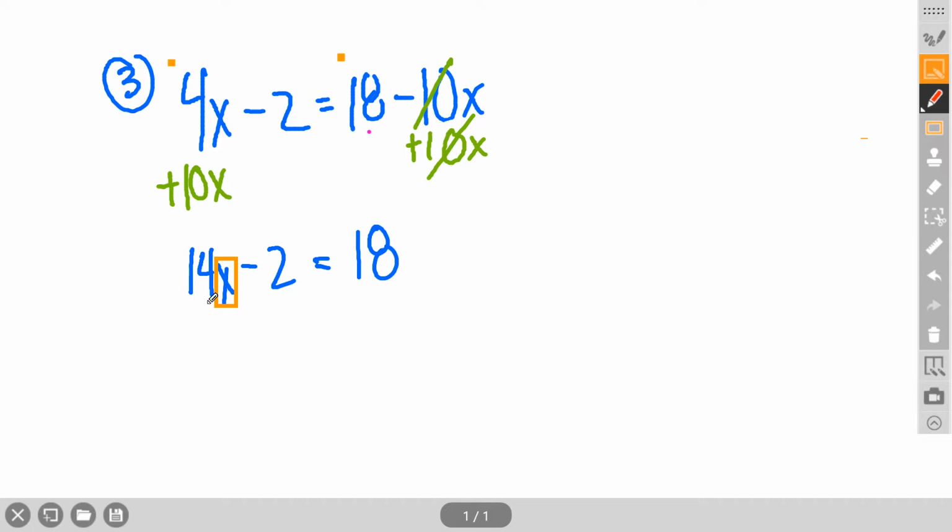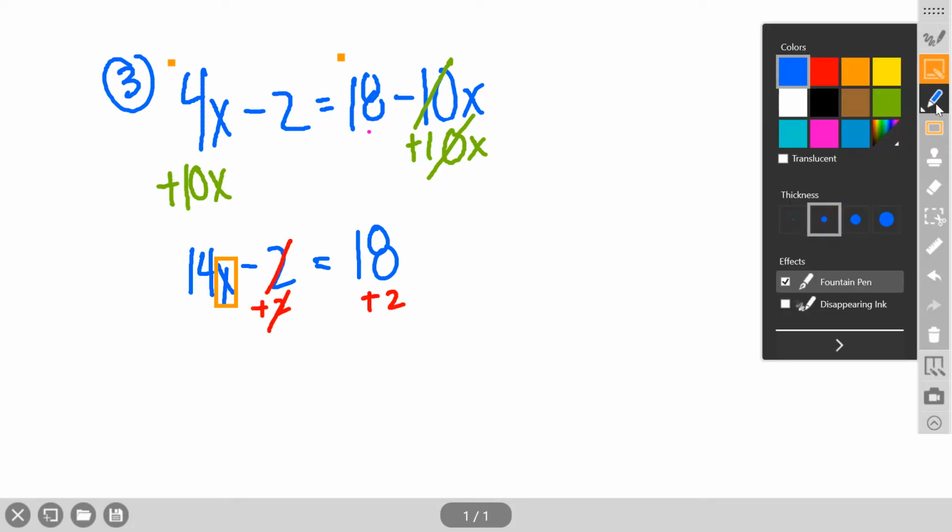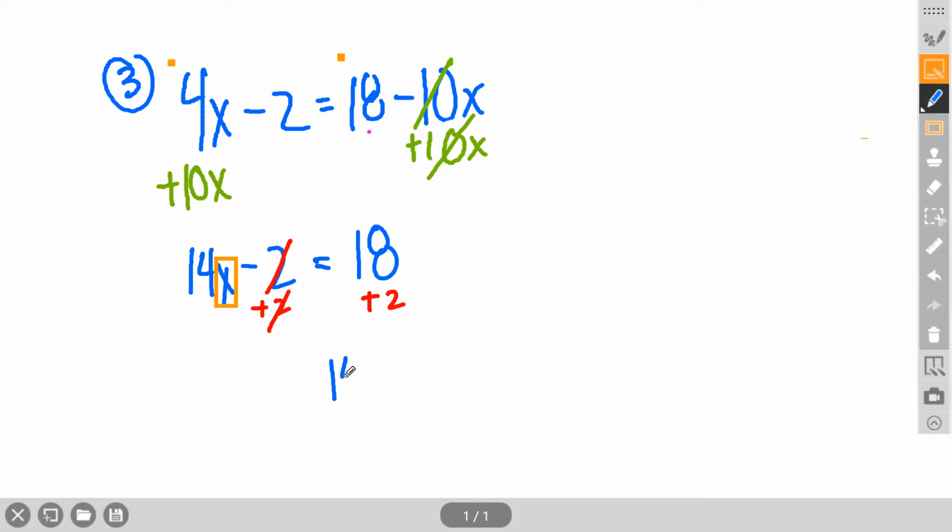Okay, so remember, before you can touch the 14x, it has to be the only thing over there. Right now, minus 2 is over there as well, so that is going to have to go before I can touch this. So I'm going to add 2 to get rid of it. So I got 14x is equal to 20.